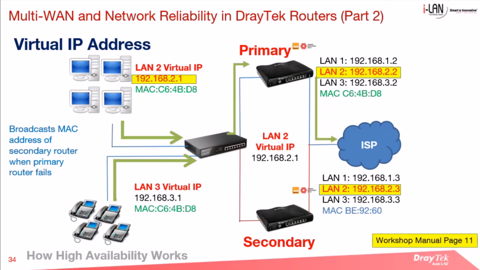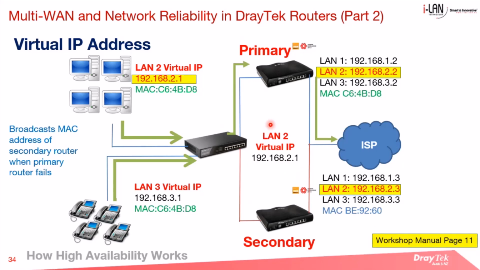As I mentioned earlier, a virtual IP address is shared between the routers in the group. It's used to broadcast the MAC address of the secondary router when the primary router fails. In the example shown here, we have the IP address 192.168.2.1 as the virtual IP address gateway for the subnet 192.168.2.0, which is LAN 2. So I'll show it to you. This is the virtual IP address.